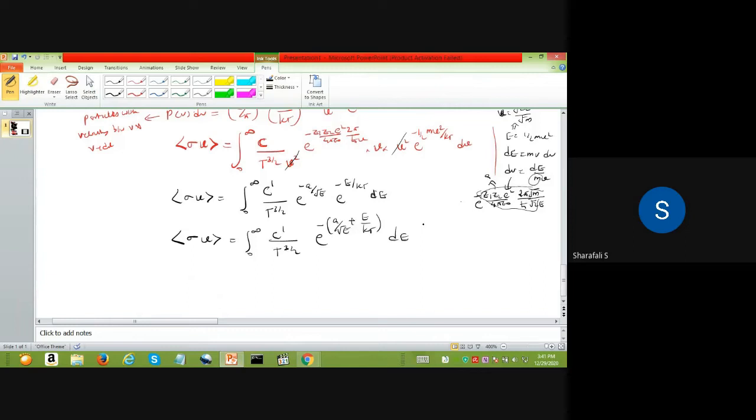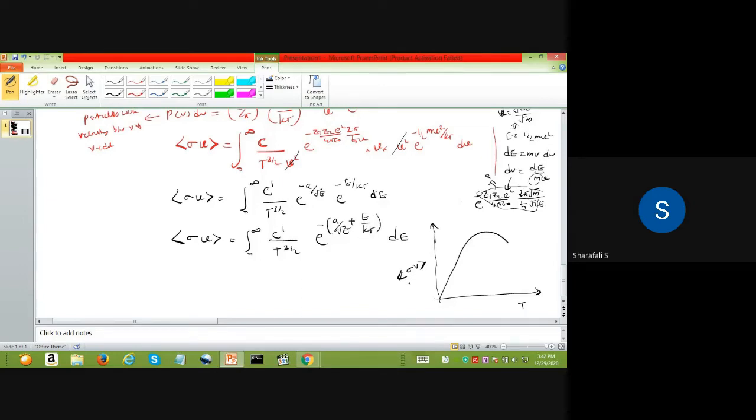If you plot this average value of sigma v on this axis, and here we have temperature, then it will come like almost increasing initially and then starts to decrease. So at very high temperature, this average value of sigma v decreases. So that you can get from here.